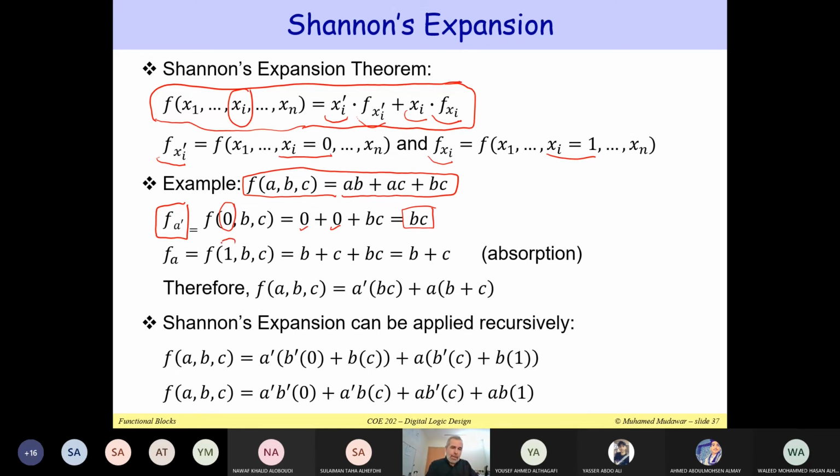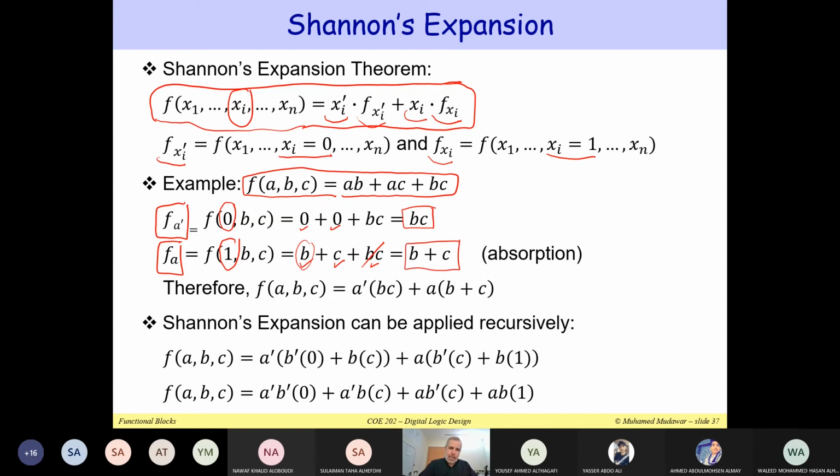When a is equal to 1, let us replace a with 1. So 1 and b gives b, 1 and c gives c, or bc. Now notice that this expression does not really contain a because we replaced a with 1. So that's f sub a. But because of absorption, I have b or b and c. We can get rid of the b and c, and therefore we can simplify the expression to become b or c.